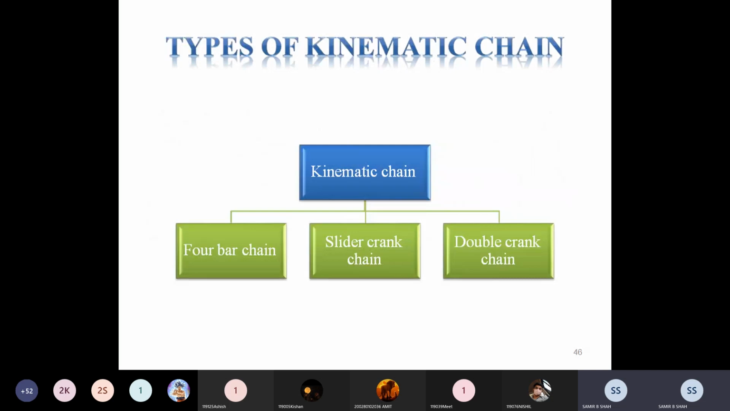We have to discuss totally 3 types of inversion. That is 4-bar chain, slider crank chain, and double slider crank chain. Right now we start with the 4-bar, then slider crank, and then double slider crank.